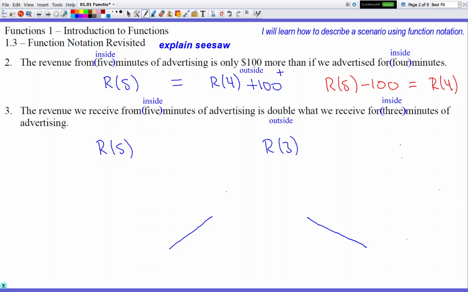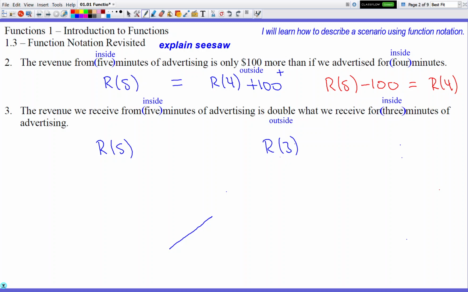Okay, and hopefully you say, yeah, I think 5 minutes makes us more money, so the seesaw is going to be tilting left side on the ground, which is right there. Okay, so how do I balance this out? Well, I can do one of two things. I can either make the right side heavier, or I can make the left side lighter.